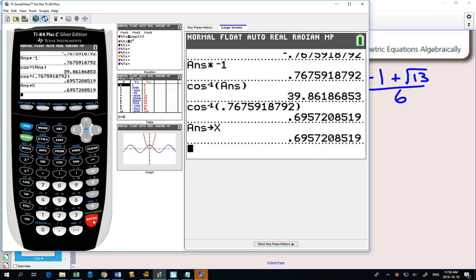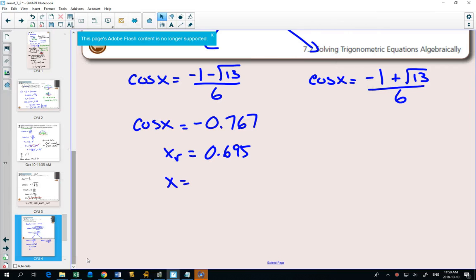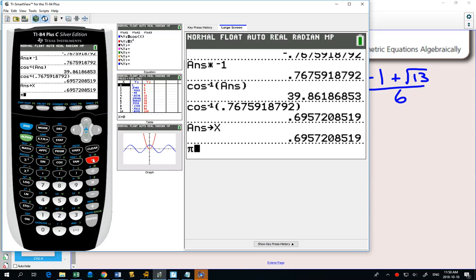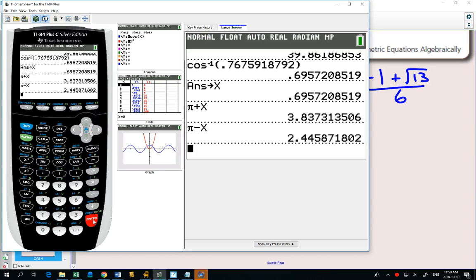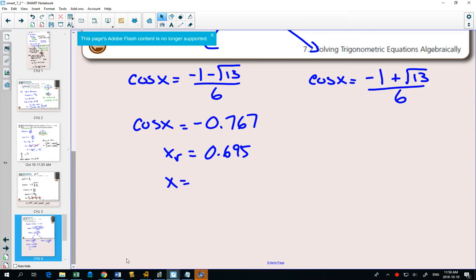That's my reference angle. When is cos negative? Quadrants 2 and 3. Pi plus my reference angle in quadrant 3, or pi minus my reference angle for quadrant 2. 2.45 and 3.84.